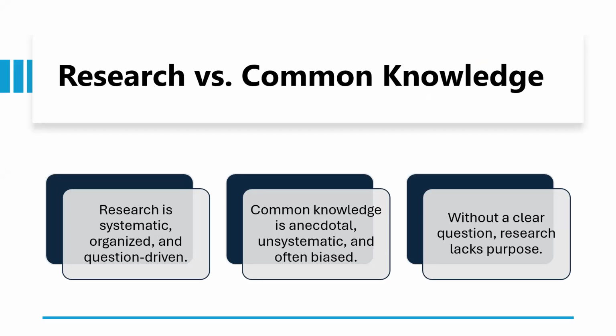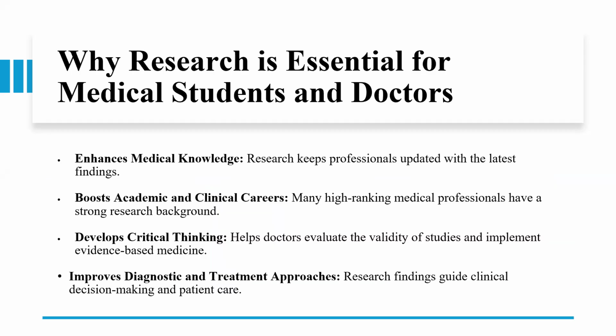Now, what is the difference between research and common knowledge? Basically, research is systematic, organized, and question-driven, in which you study and raise a question and then make hypotheses on that question, then do systematic work and then answer that question. While common knowledge is anecdotal and unsystematic and often biased and without a clear research-like purpose. So basically, in research, you question things, you find answers to those questions, and this is what we call research.